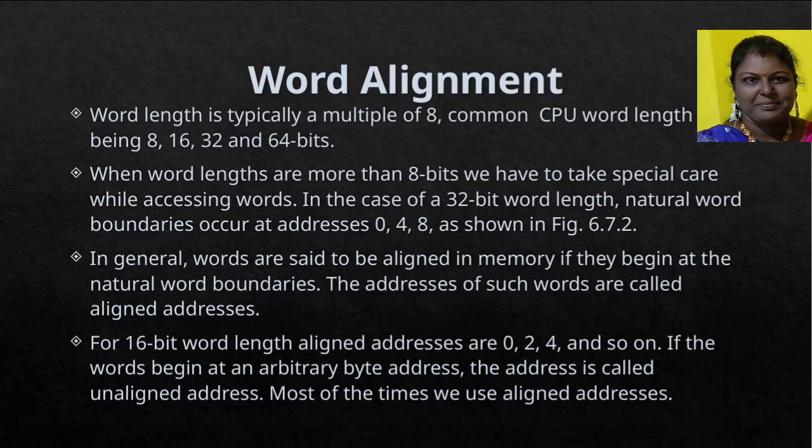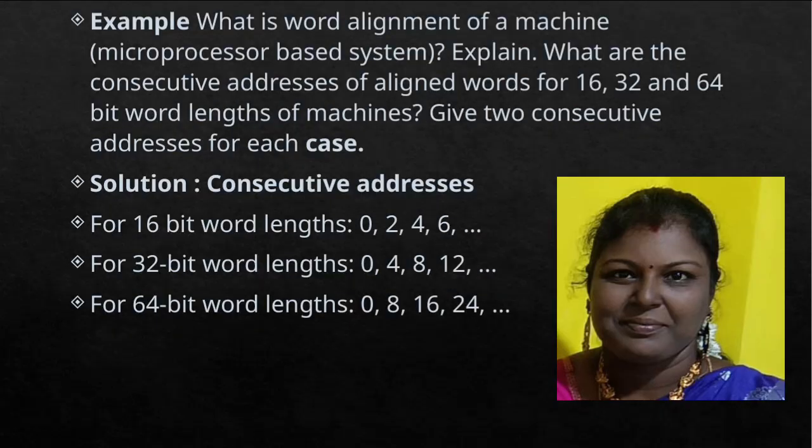Let's talk about word alignment in a machine, especially one based on a microprocessor. Word alignment means arranging data so that words start at addresses that are multiples of their size. This makes memory access faster and more efficient. For example, with 16-bit words, aligned addresses might be 0, 2, 4, and so on. For 32-bit words, they jump in steps of 4, like 0, 4, 8. And for 64-bit words, the addresses increase by 8 each time, 0, 8, 16. This pattern keeps everything neatly aligned in memory.